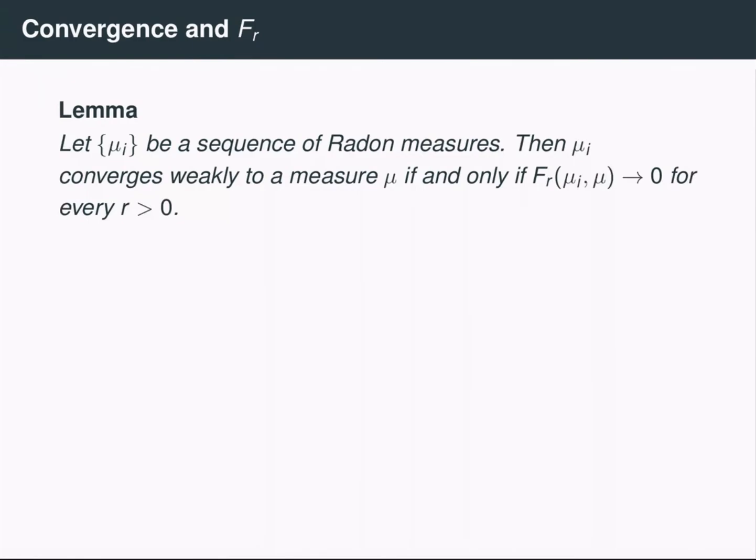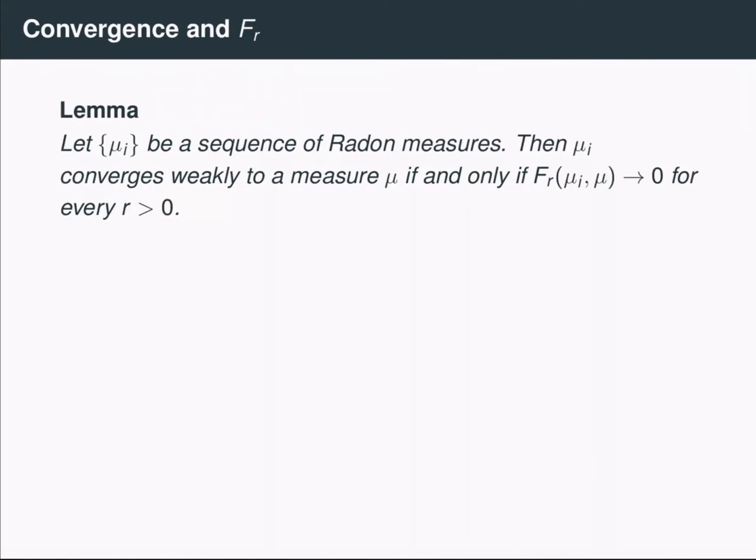Using the F_r distances, we can characterize weak convergence of Radon measures. So given a sequence of Radon measures mu sub i, the sequence mu sub i converges weakly to a measure mu if and only if the F_r distance of mu_i to mu converges to 0 for every radius r bigger than 0. So let's first prove the forward implication.